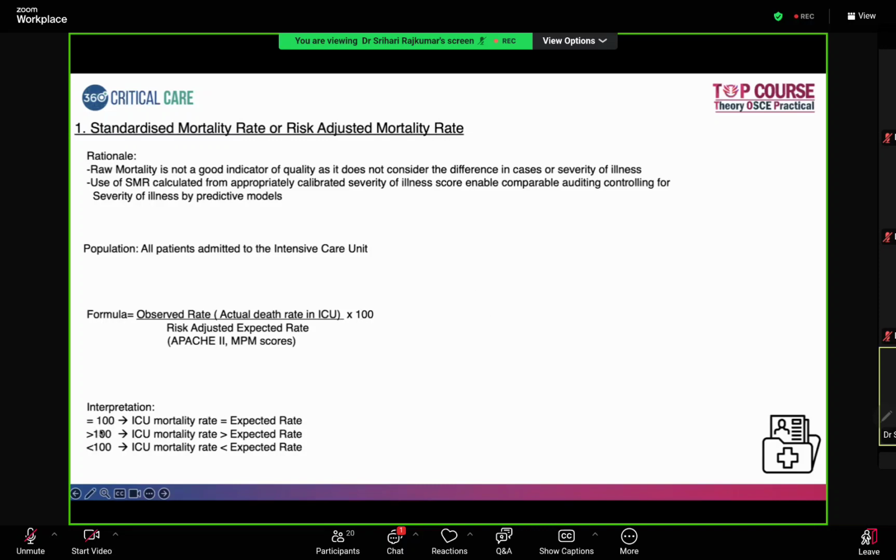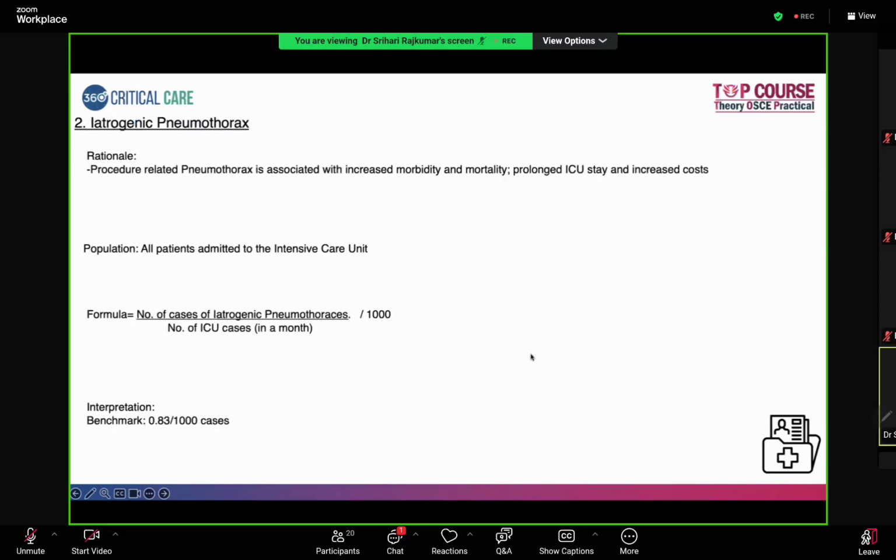So the interpretation: if it is equal to 100, that is almost 1, then the mortality rate is equal to the expected rate. Whereas if it is more than 100, then the mortality rate is more than the expected rate, and if it is less than 100, the mortality rate is less than the expected rate. So I think this part is pretty straightforward. The formula is one area where I wanted to emphasize. So I hope I'm clear on that. If you have any queries regarding SMR, please let me know. I'll explain it again.